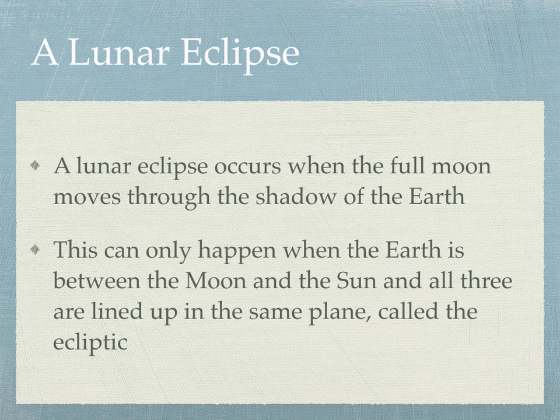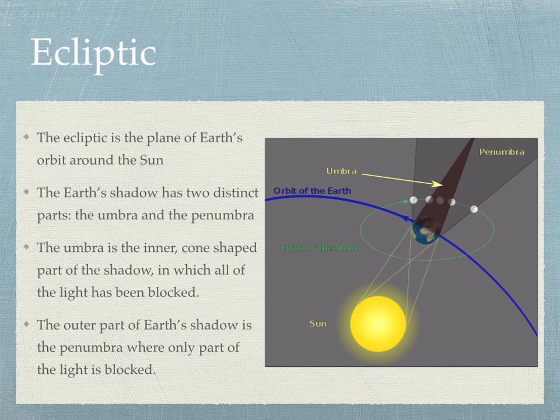A lunar eclipse occurs when the full moon moves through the shadow of the Earth. This only happens when the Earth is between the moon and the Sun and all three are lined up in the same plane, called the ecliptic. The ecliptic is the plane of the Earth's orbit around the Sun.